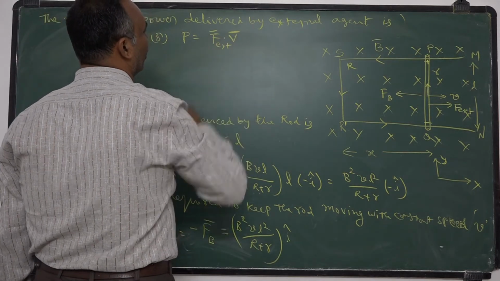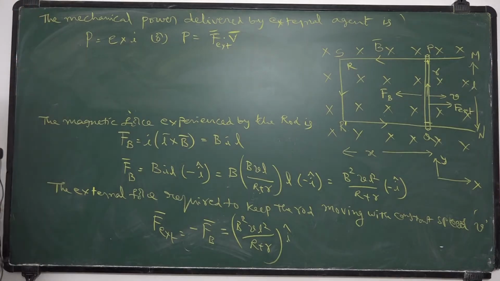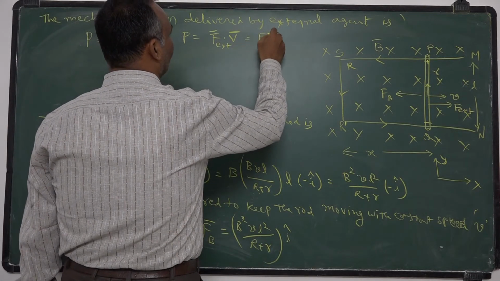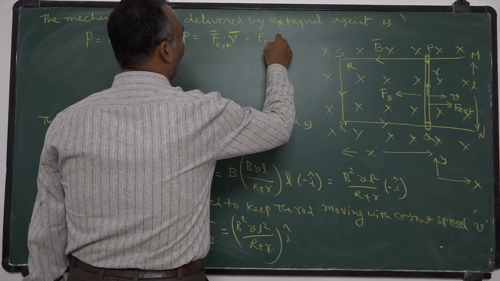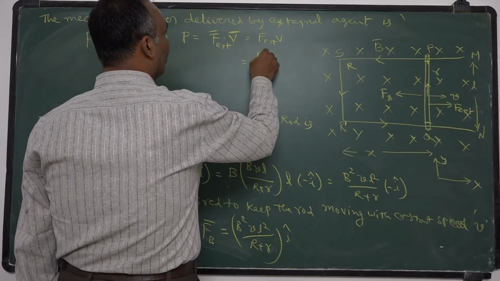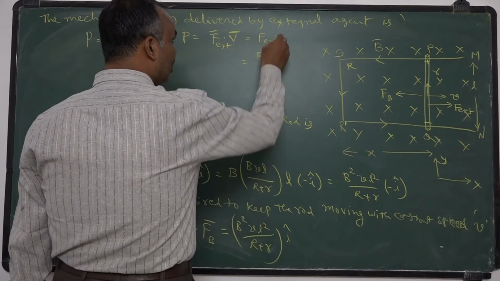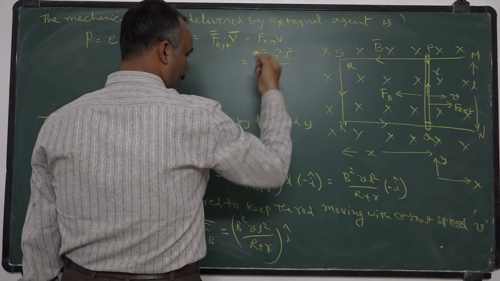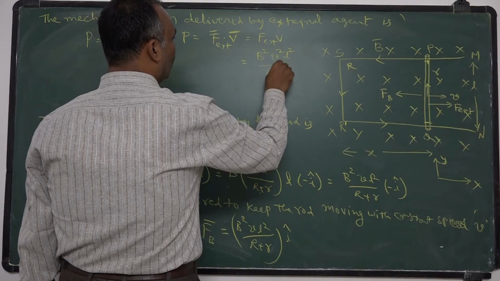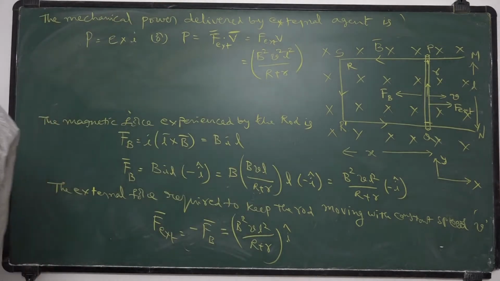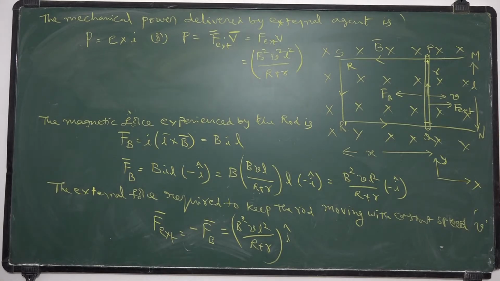So whenever you take cos of the angle between F and V, cos 0 is 1. So simply it becomes F V or F external into V. So that is B square, again already one V is there, again we are multiplying with V, V square L square by R plus r. This is the power delivered by external agent to keep the rod moving with constant speed.